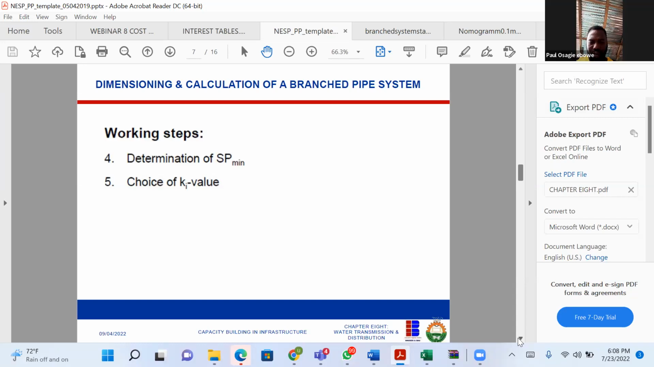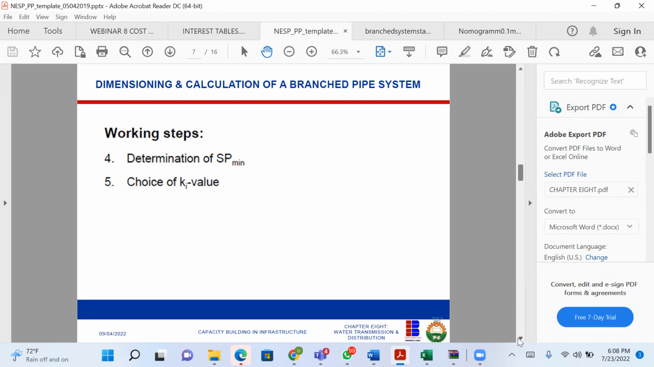Then choice of K. Choice of K is just like saying choice of pipe material. Are you using ductile iron? Are you using PVC pipe? Or are you using asbestos cement, which is no longer being used because it's carcinogenic? Or are you using any kind of material? All materials in the market have their unique K value. When I say K value, I'm talking about the roughness factor.